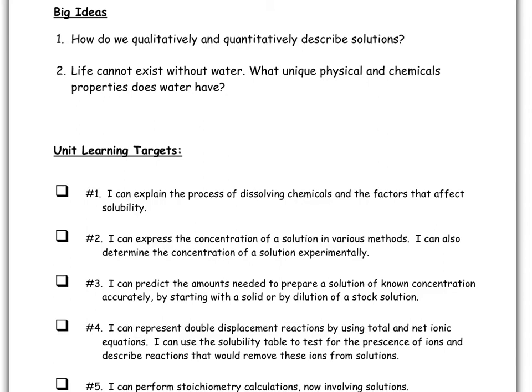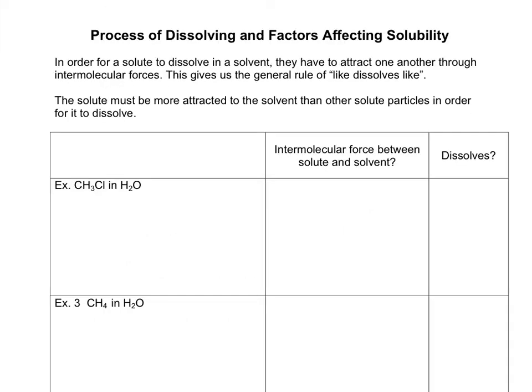In this lesson, we'll discuss learning target number 1, explaining the process of dissolving chemicals and the factors that affect the solubility. In order for a solute to dissolve in a solvent, they must attract each other through compatible intermolecular forces. This gives us the general rule of like dissolves like.